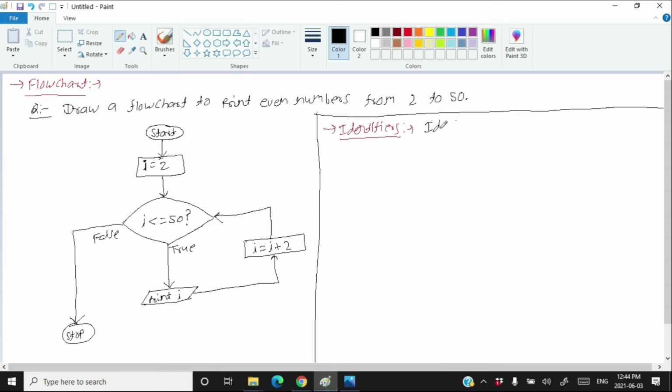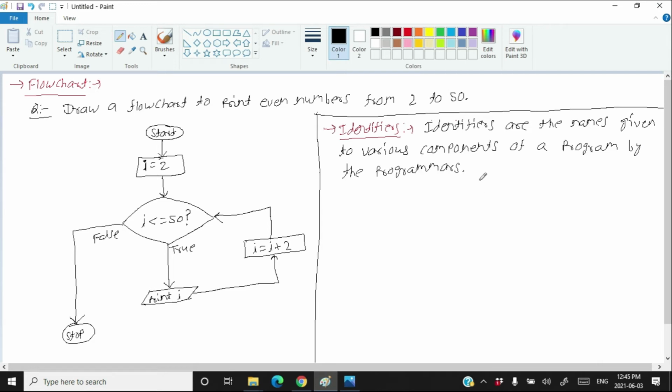Identifiers are the names given to various components of a program by the programmers. For example, names of variables, functions, modules, etc. You may not know about functions and modules right now, but inside a program, if as a programmer you decide a name, then such names are called identifiers. So the names of variables, functions, modules, etc. are called identifiers. The other definition we should know is called assignment.